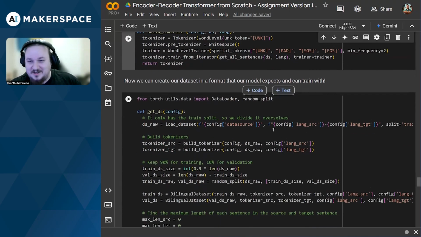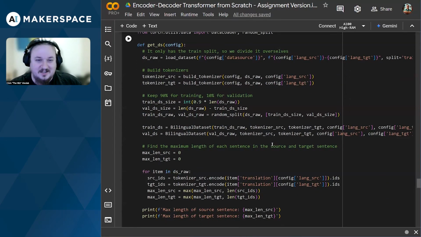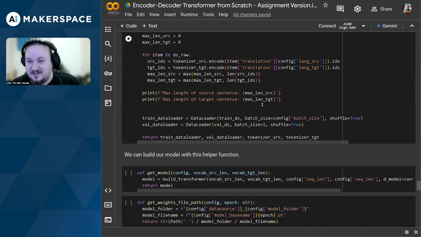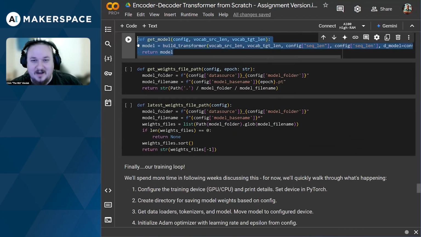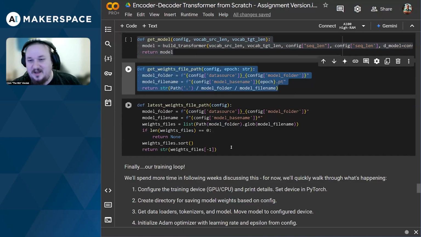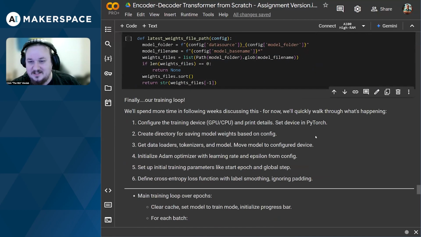Okay, now tokenization. We're going to talk more about tokenization later. Don't worry about it too much. This is just a helper function to make things easier for you. Get model, same thing, helper function makes things easier. Get weights, easier. Latest weights file, easier.